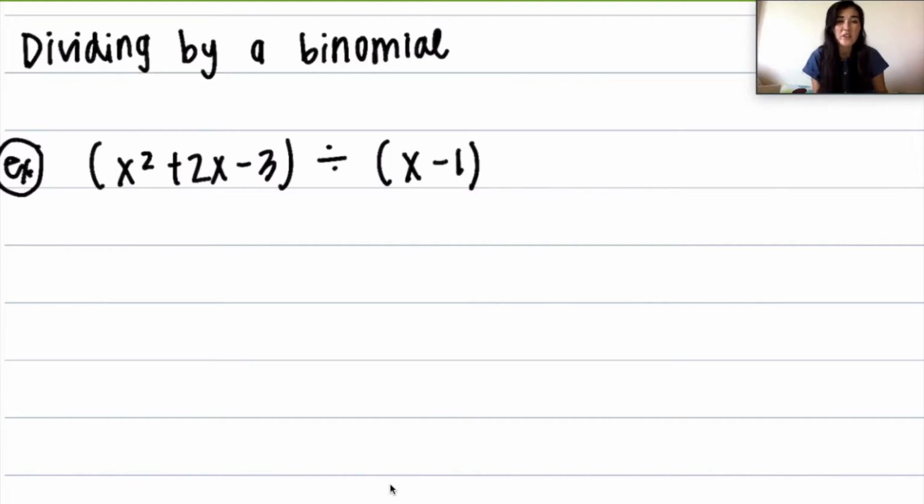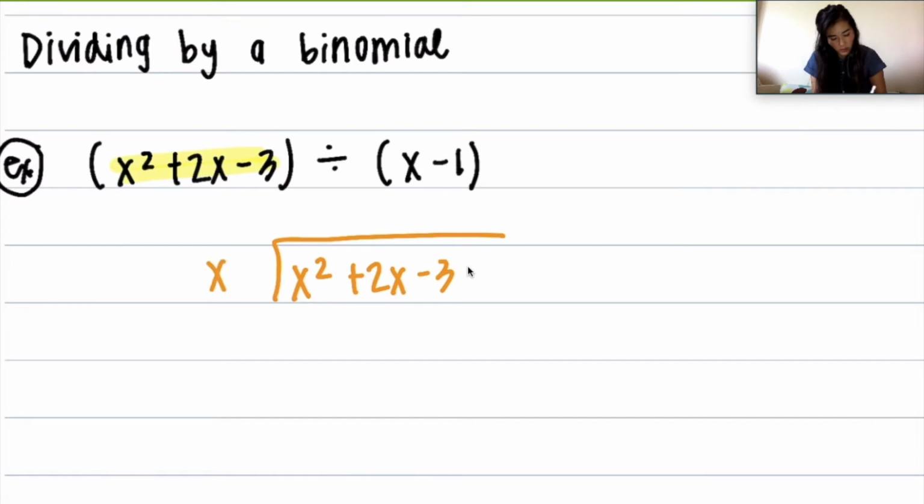All right, here is our first example of dividing by a binomial. So we have the polynomial x squared plus 2x minus 3. But this time we are dividing by more than just a variable. We're dividing by x minus 1 here. So I'm going to set it up with long division again. Remember that this term that is first is what's getting divided into, and that's the term that's going to go inside of our division house. So x squared plus 2x minus 3. And we're going to divide this by x minus 1.